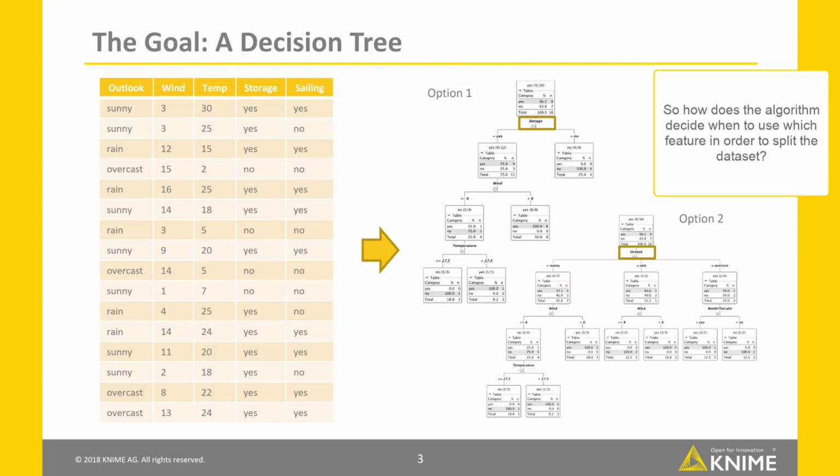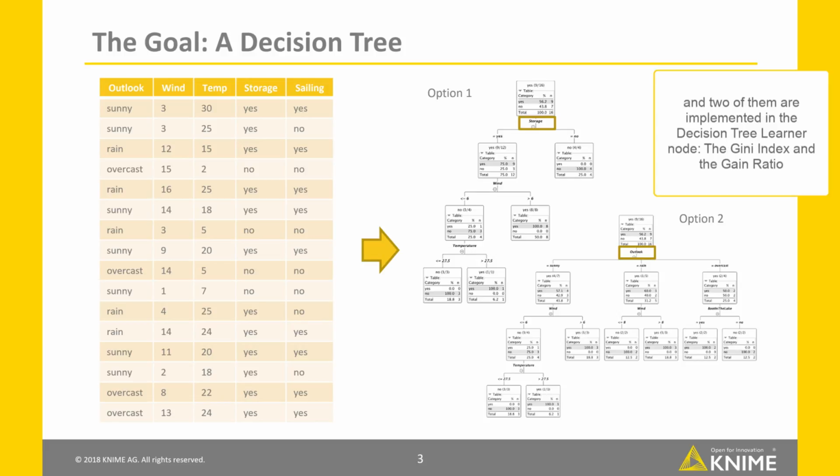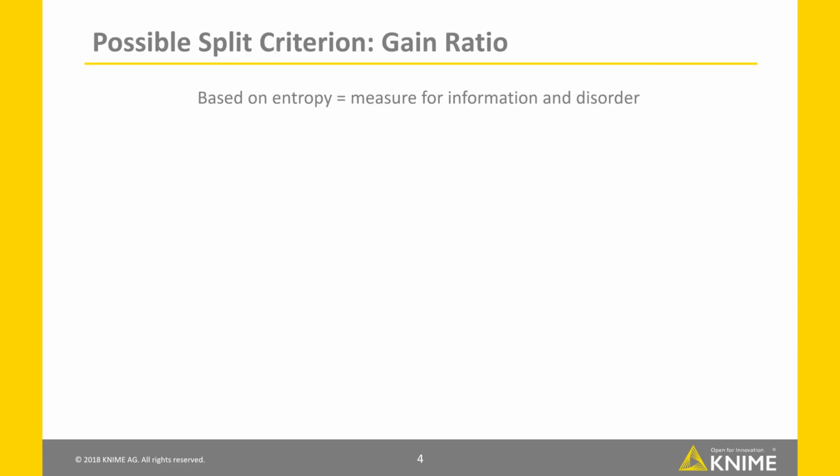So how does the algorithm decide when to use which feature in order to split the dataset? The aim of the algorithm is to make the splits in such a way that the subsets are as pure as possible in terms of the target variable. Therefore, at each step, the algorithm uses the feature that leads to the purest subsets. Different metrics and indices have been proposed in the past, and two of them are implemented in the decision tree learner node: the Gini index and the gain ratio.